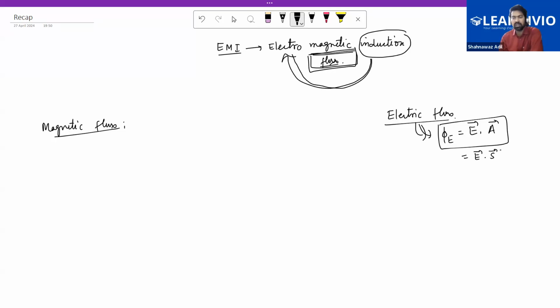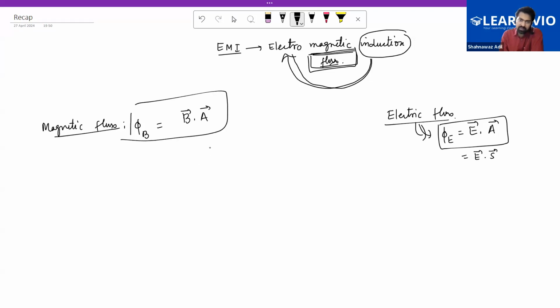So A and S are equal. The number of electric field lines passing normally to the surface area is what we call electric flux. Magnetic flux is the same. What is magnetic flux? Magnetic flux is the magnetic field lines passing normally to the surface.